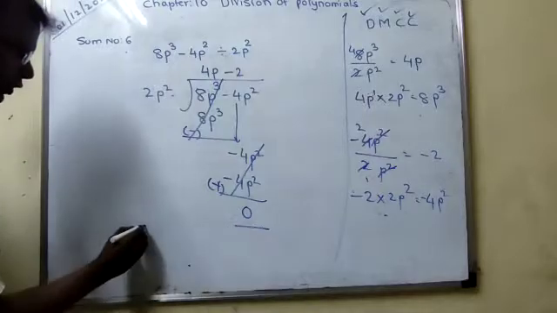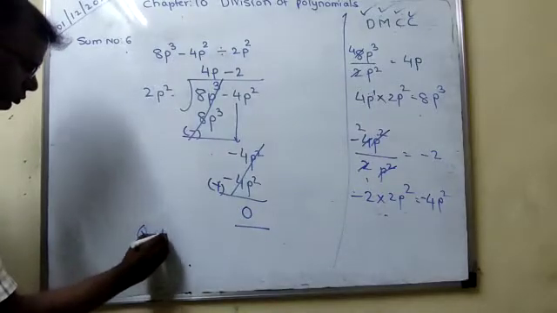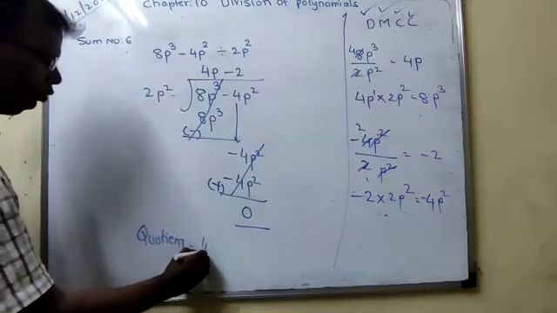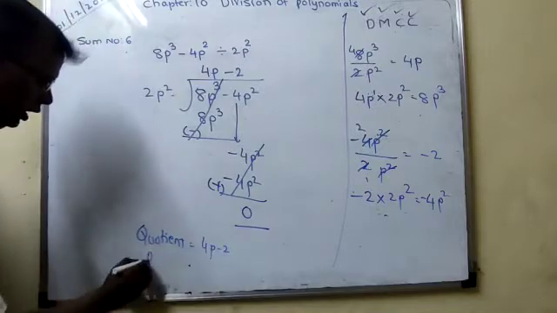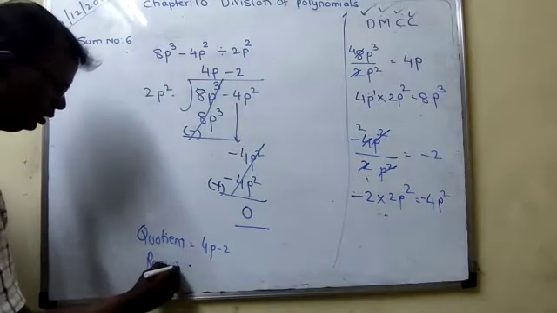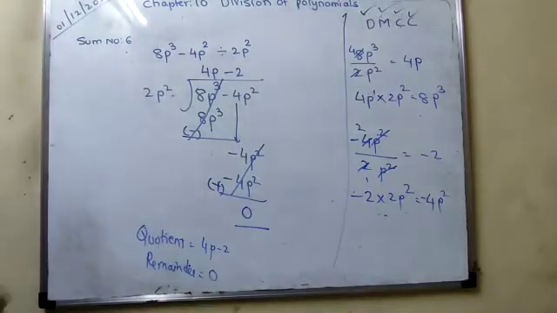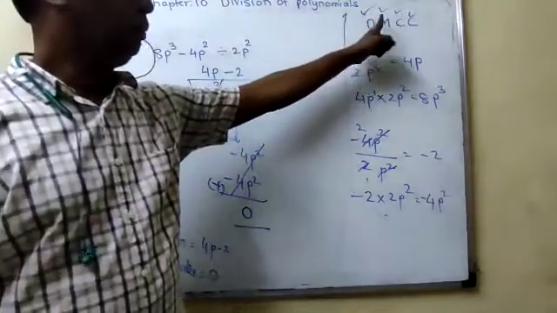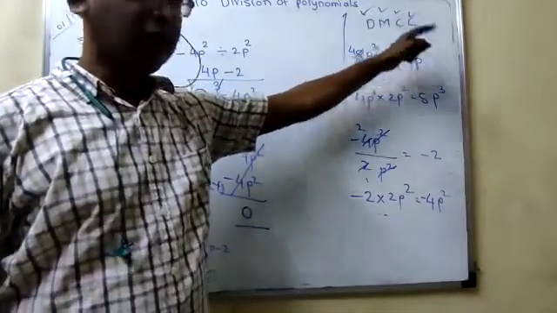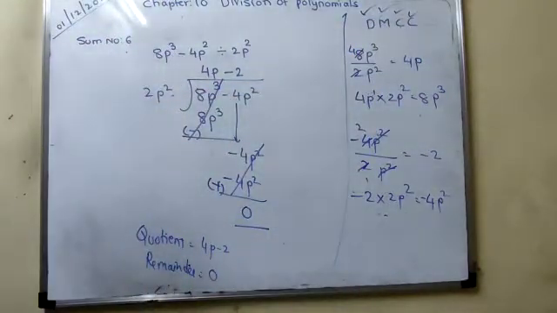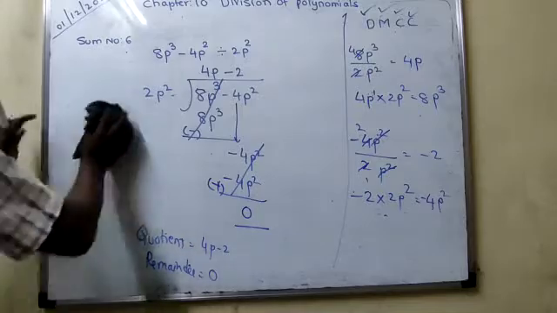What do you have to find out? You have to find out the quotient. The quotient is 4p minus 2, and the remainder is 0. Any doubt, students? The rule: divide, multiply, change the sign and cancel. Okay. Come to sum number 7.